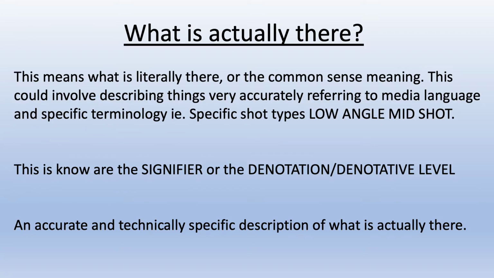So what is actually there? This means what is literally there, or the common sense meaning of an image. This could involve describing things very accurately, referring to media language and specific terminology. For example, shot types, a low angle mid shot, or something like, the camera pans slowly to the left. This is known as the signifier, or the denotation, or the denotative level. So if we're asking what is the denotation of that image, it's literally what is there.